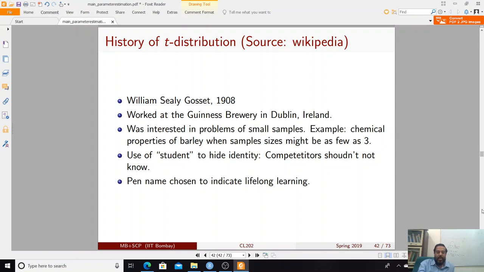All right, an aside: the student t distribution was actually proposed by Gosset, but he never used his own name in his publication. He used a pen name, which was Student. So people thought there was some one student, Mr. Student most likely, who had proposed this distribution. It is thought that it was his idea of lifelong learning that he chose that pen name. Another reason people give for the pen name is to hide his identity. He worked at a brewery, and they didn't want their competitors to know that they were probably using some kind of statistical test to make sure that their quality is maintained consistently.